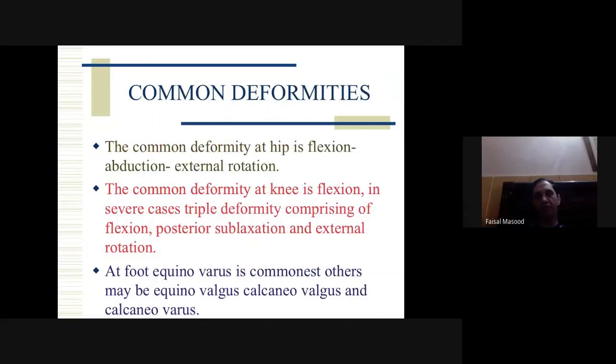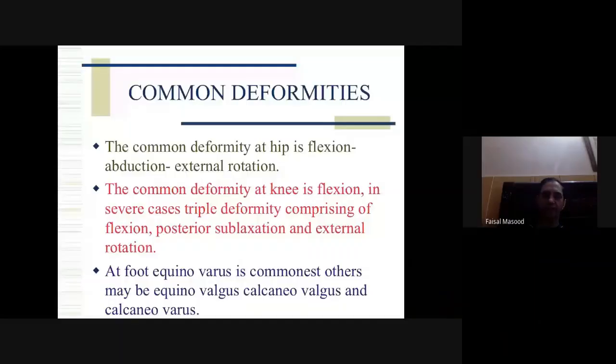The most common deformity at the hip is flexion, abduction, external rotation. Remember, flexion, abduction, external rotation deformity. The common deformity in the knee is flexion, and then there is the triple deformity comprising flexion, posterior subluxation, external rotation as seen at the knee. In the foot, equino-cavo-varus deformity most commonly, but equino-valgus, calcaneo-valgus, and calcaneo-varus deformity can also be seen.